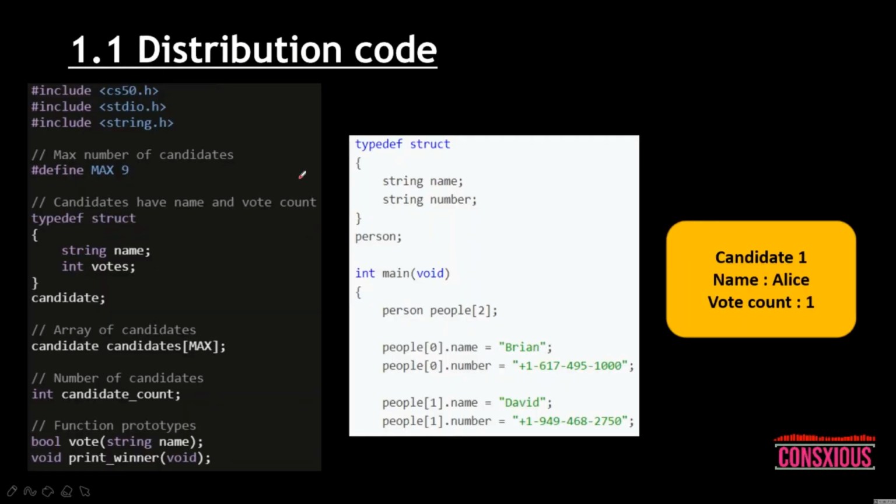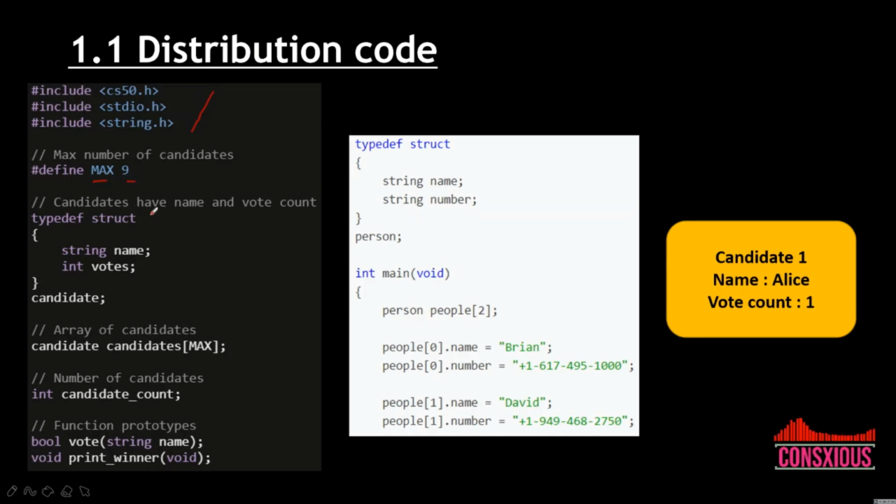We're going to explain the distribution code a bit, so that we can write the program and understand the whole program, what it does. First we're going to include these 3 libraries here, cs50.h, stdio.h, and string.h. Then we're going to define the maximum number of candidates. You can see here the variable MAX is equal to 9.